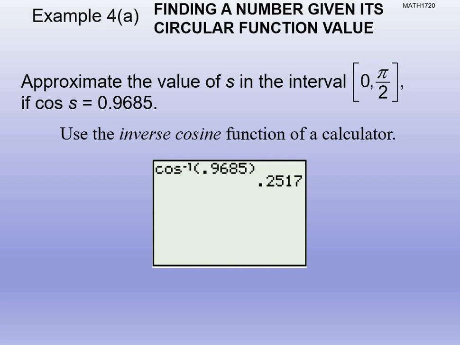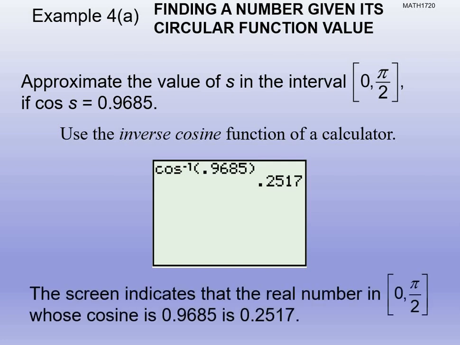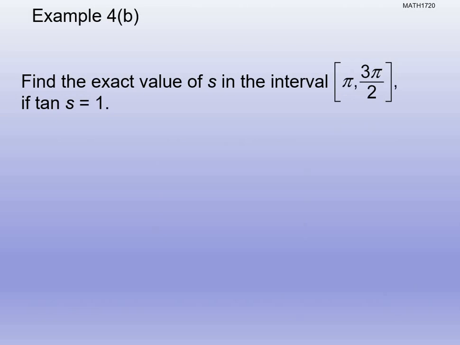You should be getting 0.2517. Remember that your calculator in this scenario needs to be in radians mode. Okay? Here you can check yourself. If you type in cosine of 0.2517, you should get 0.9685. So it's a good way to kind of check, make sure you're doing it.